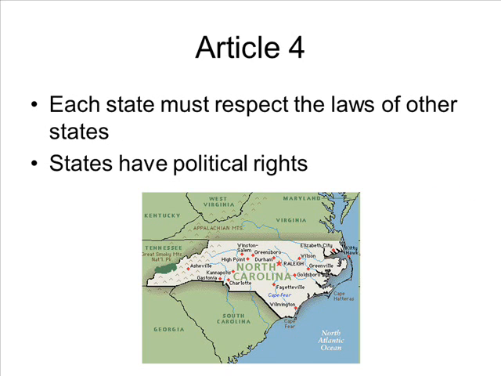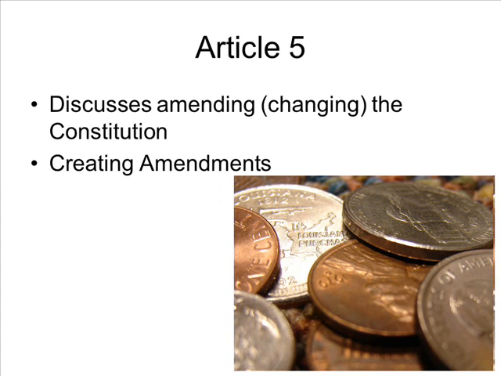Article 4 basically discusses the relationship that has to exist between the states. It details that each state must respect the laws of other states. Article 5 is going to discuss how we change the Constitution. The Constitution is a living document, and it must meet the needs of the people no matter what day, no matter what time, no matter what year. So it always has to change. So Article 5 details how the Constitution can change and how we create amendments.